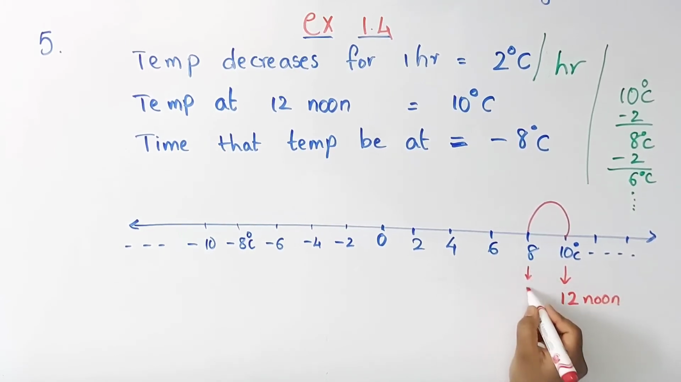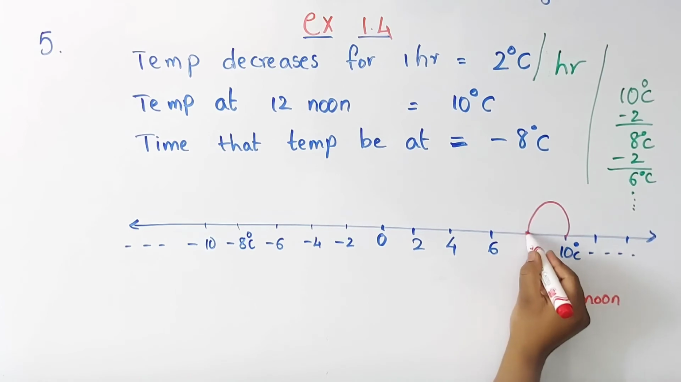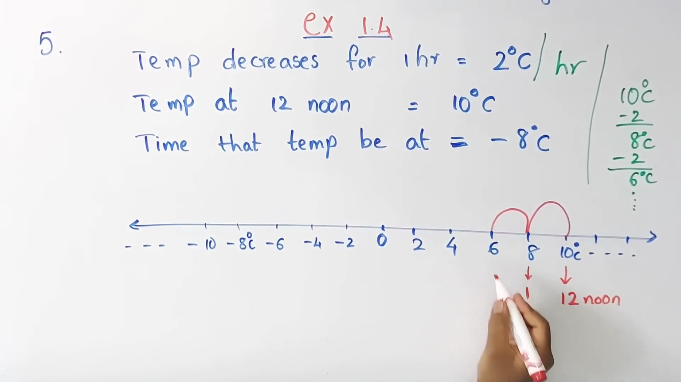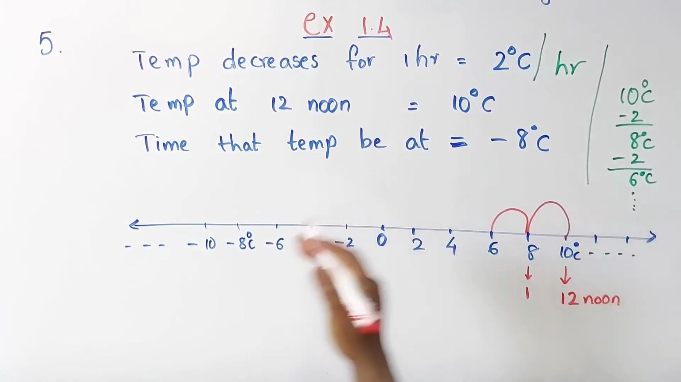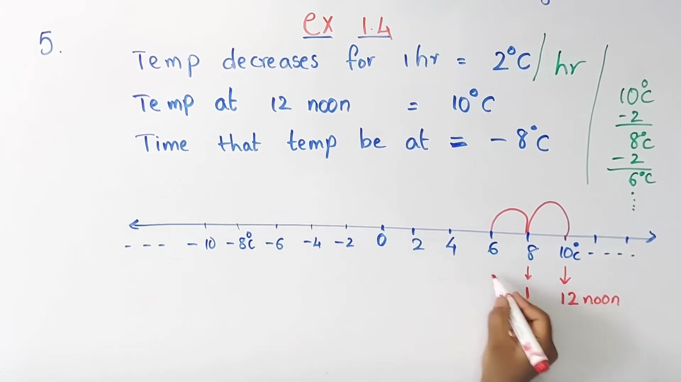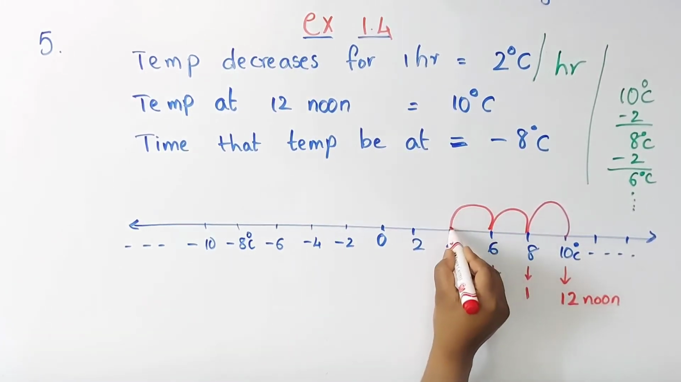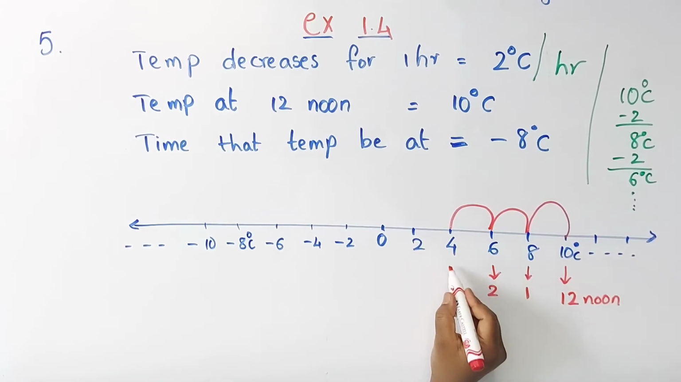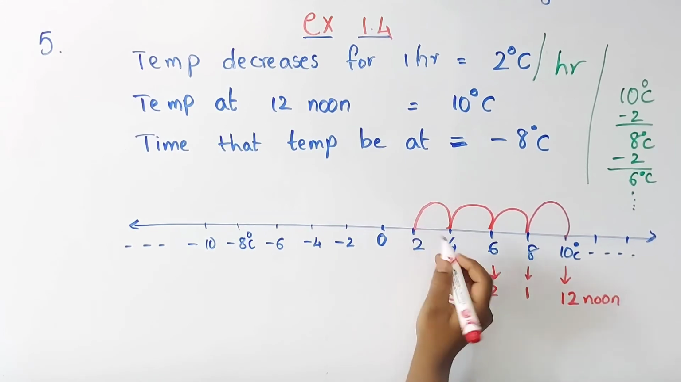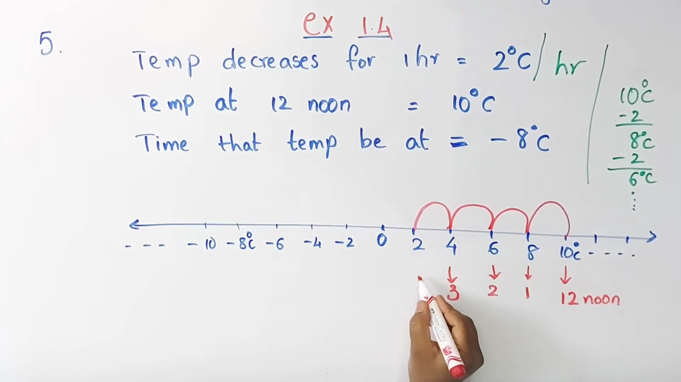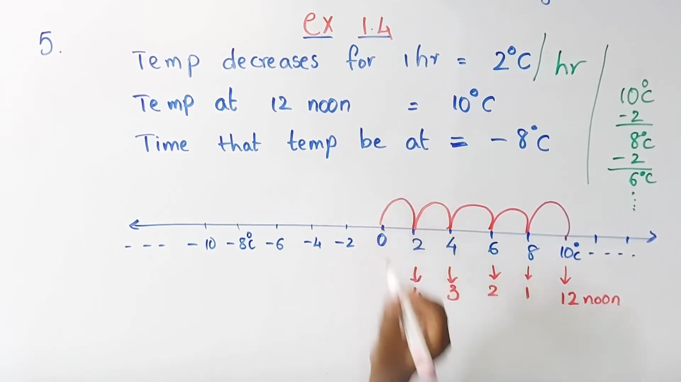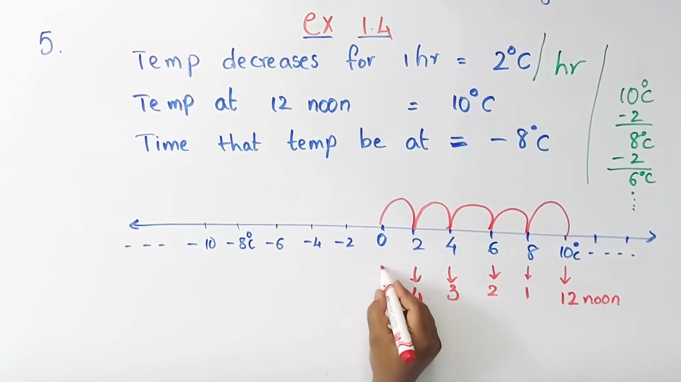This is for 1 p.m. After 1 hour, 6 degrees centigrade, it is decreasing. That means you have to go to the left side. This is 2 p.m. After 1 hour, it will be 4 degrees centigrade. This is 3 p.m. After 1 hour, 2 degrees centigrade, it will be 4 p.m. After 1 hour, it is 0.